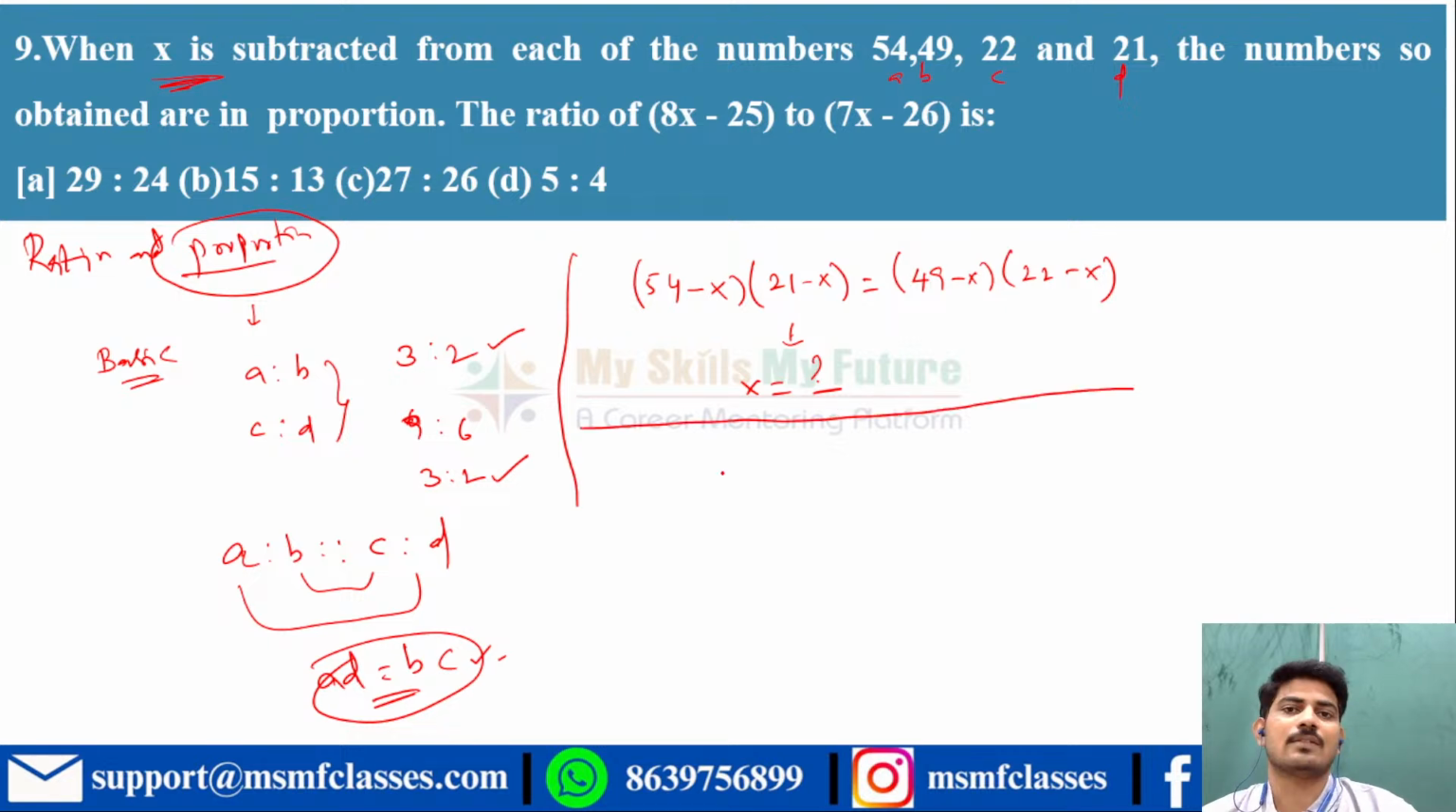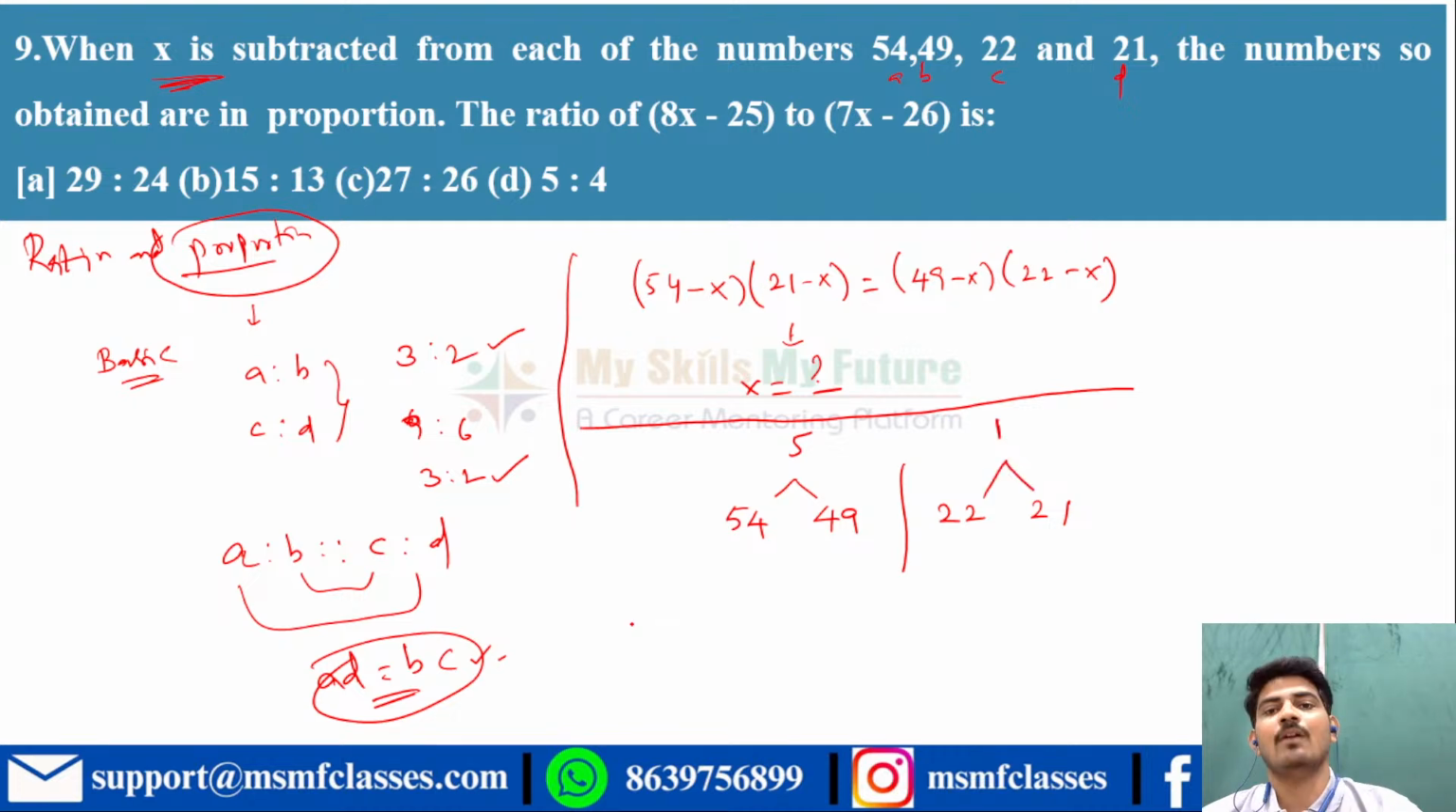Instead I'll use a shortcut method, so try to listen to this shortcut method. Whatever values are written here, I'm writing those values here. I'll consider this one as the first ratio and this one as the second ratio. What is the difference for the first ratio? 54 minus 49, so the difference here is 5. And the difference for the second ratio is 1.